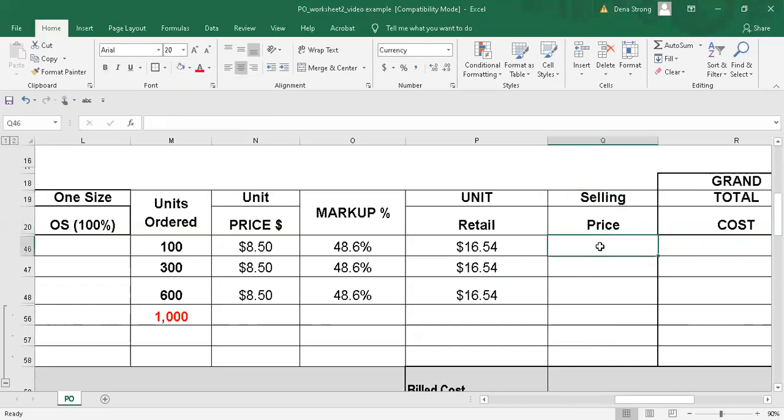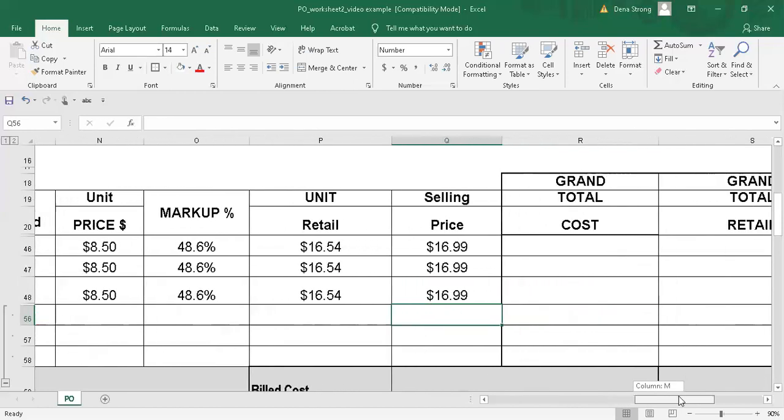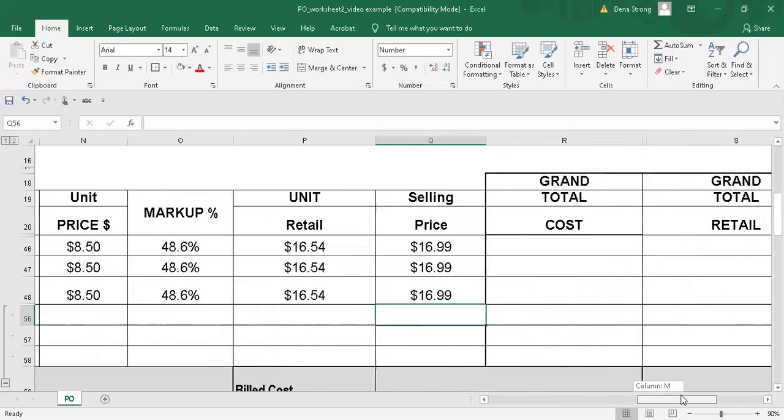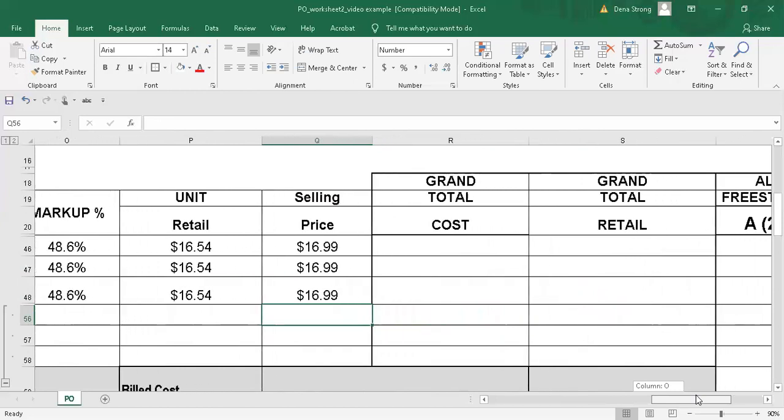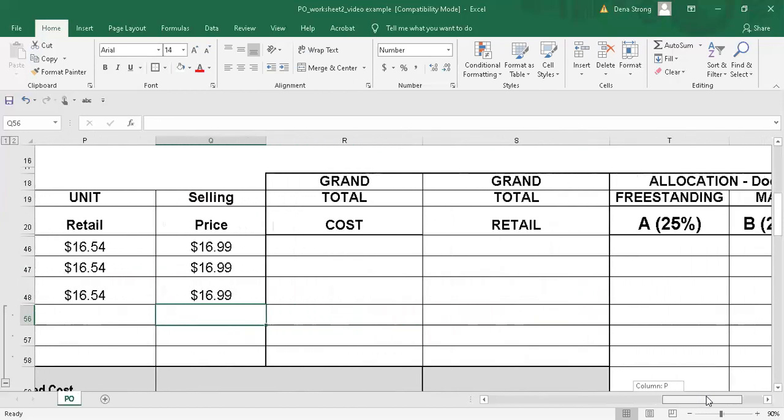Okay, so all we need to do, guys, is $16.54 now becomes $16.99. So that is the retail strategy we are using. So these hoodies are going to sell to customers for $16.99. And once again, depending on your store and your pricing strategy, you would want to change the calculated unit retail to your store's retail strategy.